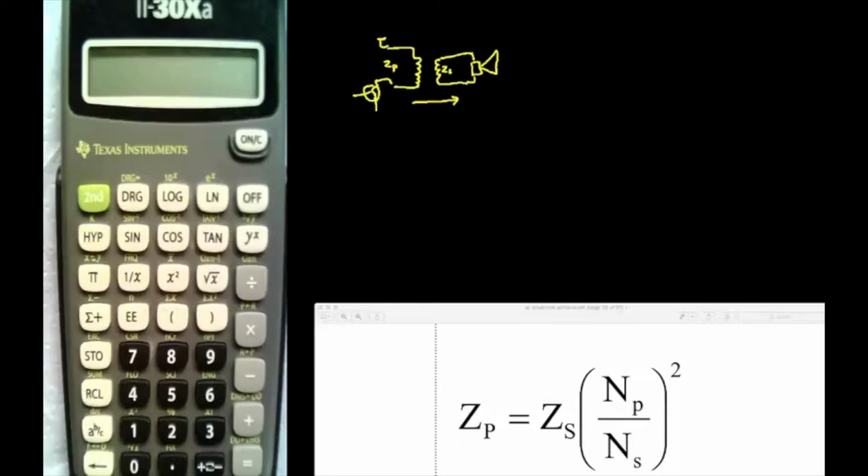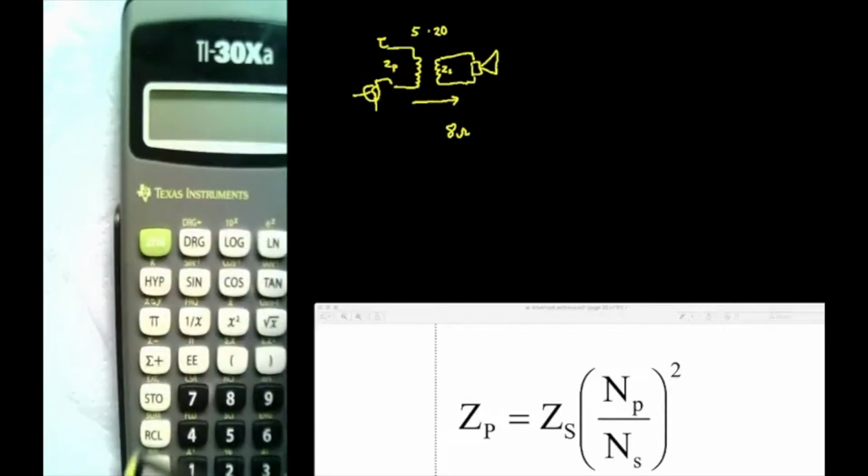Now again, this should be simple enough to do on the calculator. The approach would be to work out the turns ratio. Let's say the turns ratio was 5 to 20. Okay, so actually it's the inverse of the turns ratio squared. So if we said that the secondary impedance was 8 ohms to match into the speaker, what would be the primary impedance?